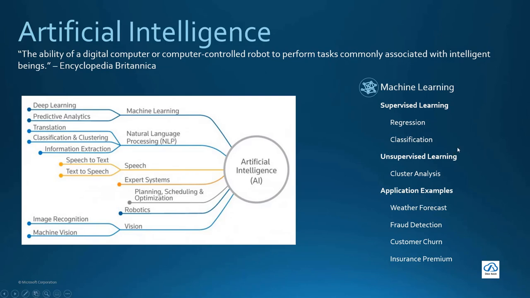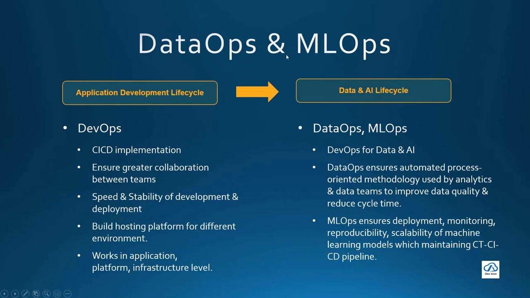When we talk about that, there are some new terms we hear these days, which I've already mentioned a bit, which are DataOps and MLOps. Let's take a look at these first before jumping into the AI lifecycle. We are all familiar with DevOps, which works within the application development lifecycle domain. DevOps ensures CI/CD implementation, greater collaboration between different teams, speed and stability of development and deployment, building and hosting platforms for different environments like Dev, QA, Prod, and also works at the application, platform, and infrastructure level. But when we think about the same role of DevOps for data and machine learning, it is DataOps and MLOps. So it is DevOps for data and AI.